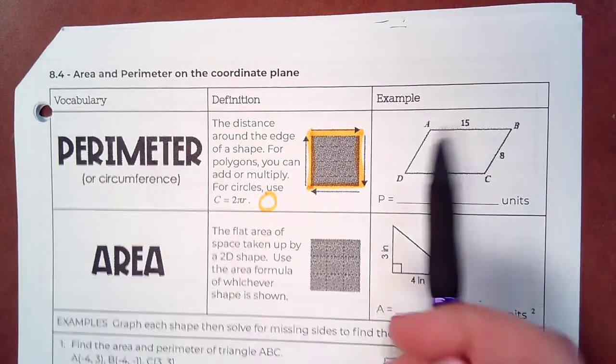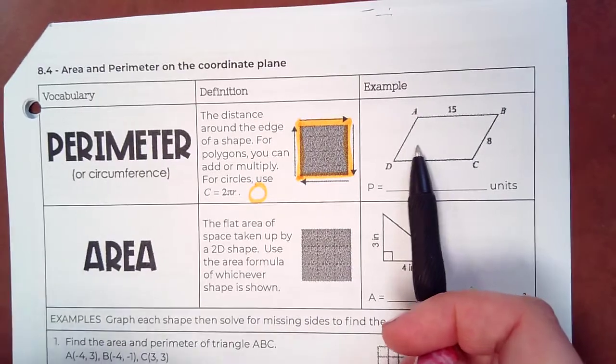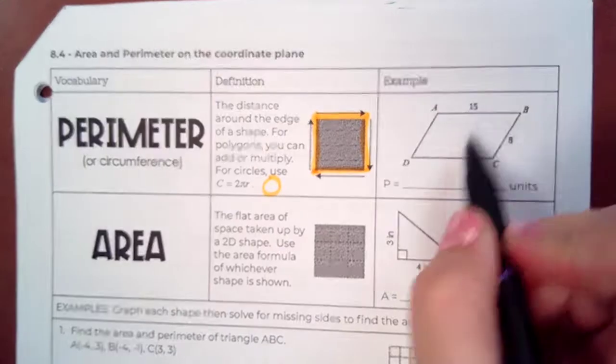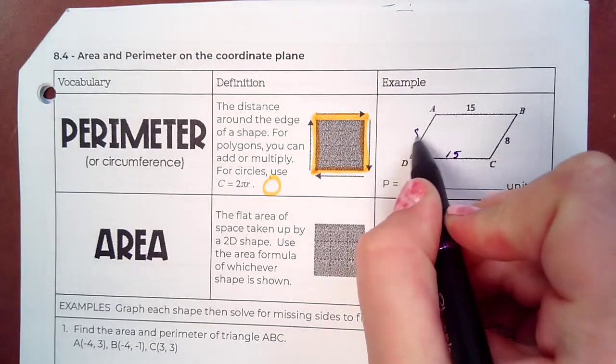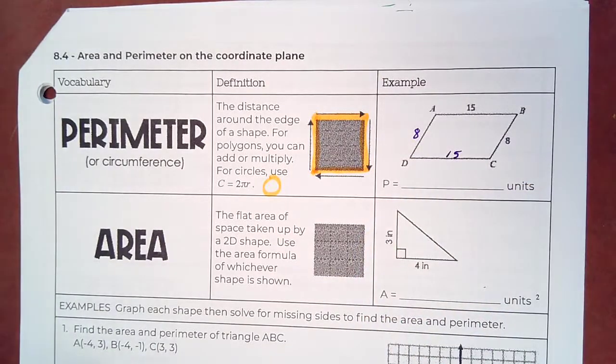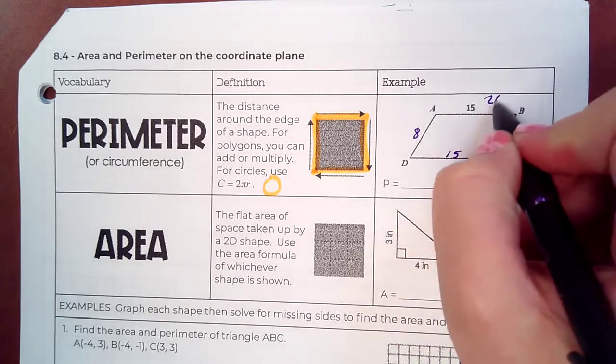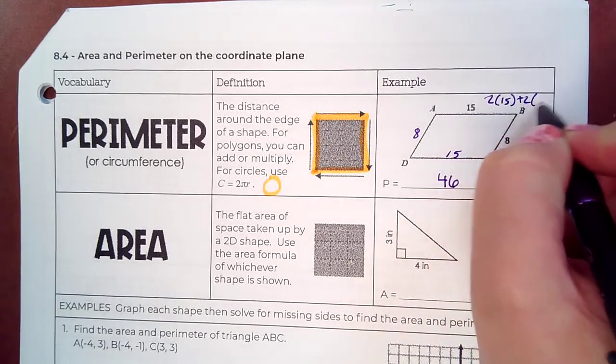So if I looked at this shape, this is a parallelogram, so the perimeter would be me adding up all the sides. This side would be 15, this side would be 8, so it'd be 15 plus 15 plus 8 plus 8, so 46. Or you could do 2 times 15 plus 2 times 8.